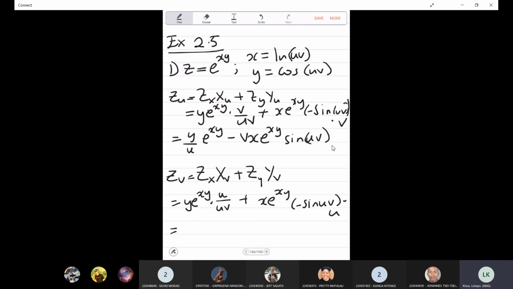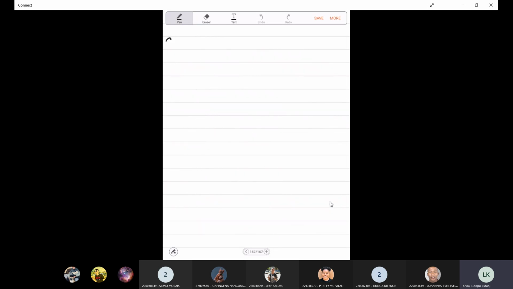Okay, then simplifying as far as possible, you can see that the u's here will cancel. So we have y over v e to the power of xy, and here it's not a plus because of this minus over here. We'll have x over u e to the power of xy sine of uv. Okay, so again, just using the formula and substituting appropriately. Okay, let's move on to number 3.